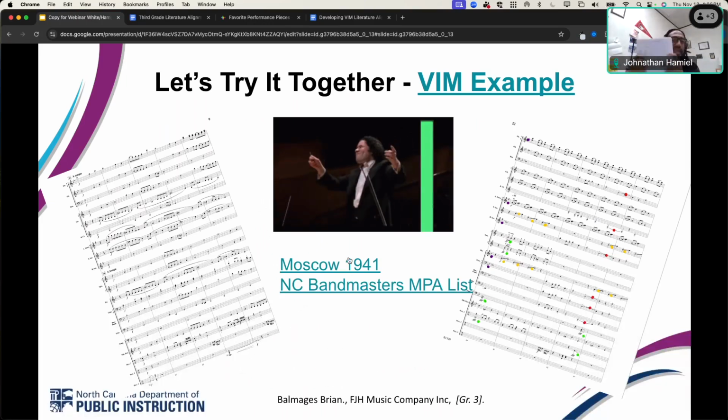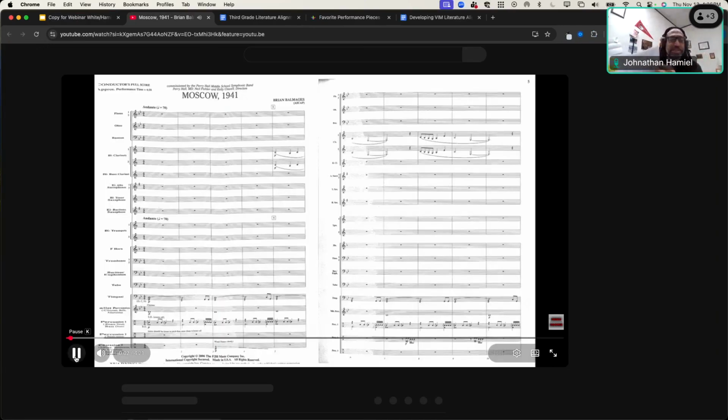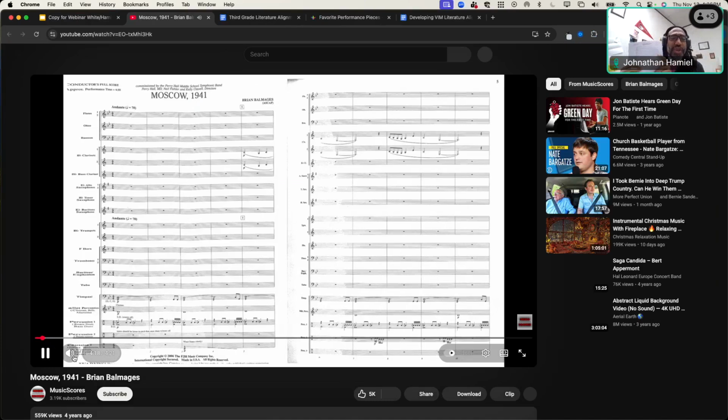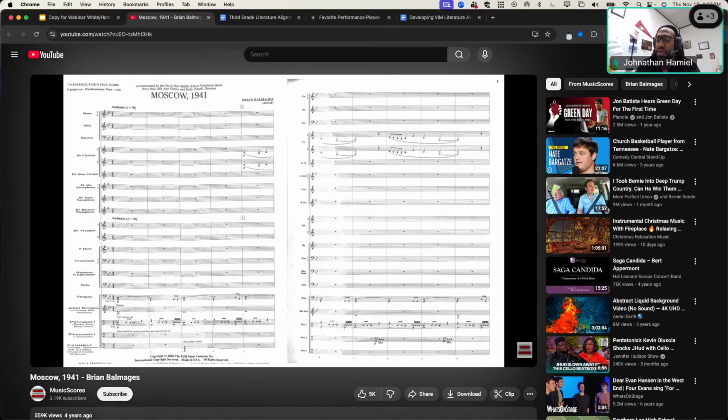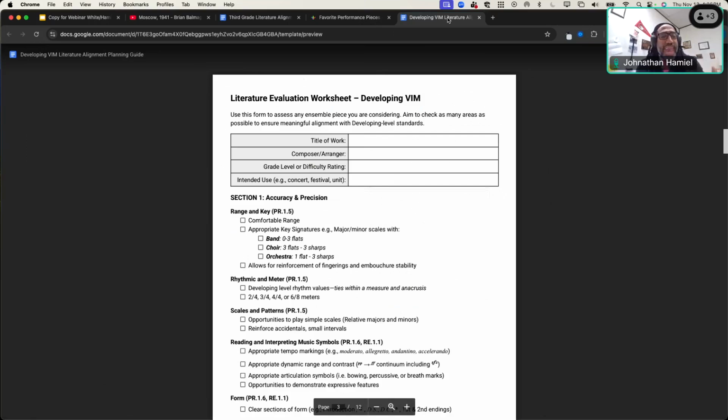Okay. I got it right here. It's right there as well. And everybody has a little piece of music, right? Everybody has a score, a band score, just right there, at your fingertips. So what I'll do, I'll put the title of the work, and it's very much like your score study. So just add this to your score study. So I'm putting the title of the work, I'm putting the arranger, Ball Mages, Moscow 1941. And so what I'm going to do is look at the accuracy and precision, section 1, range and key. So that's PR 1.5, comfortable range, appropriate key signatures.